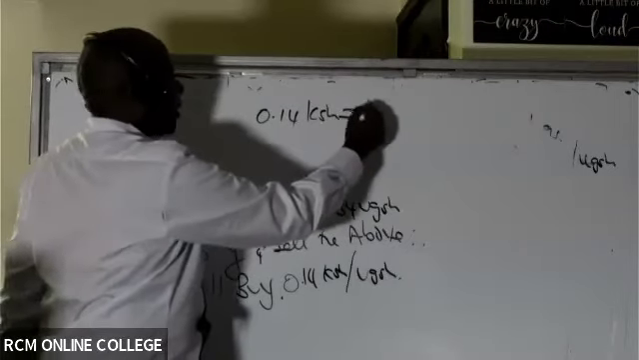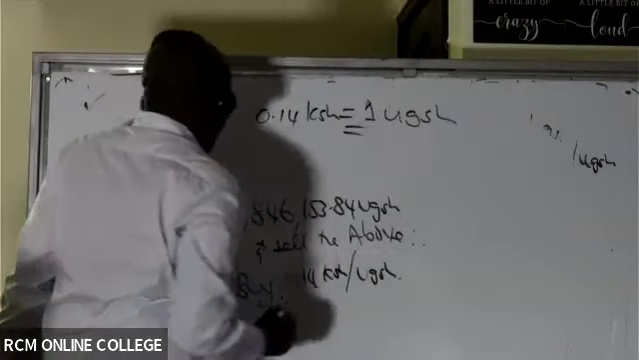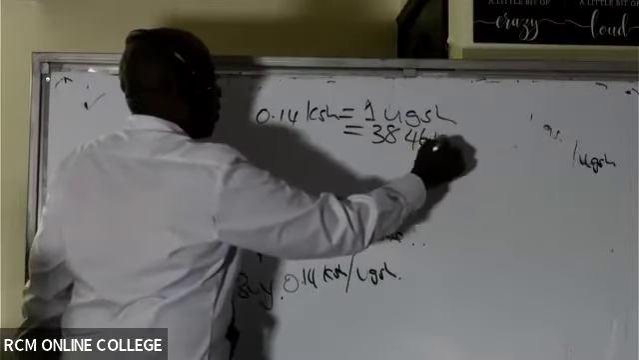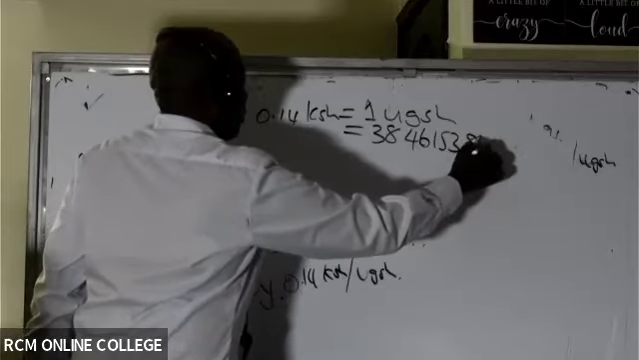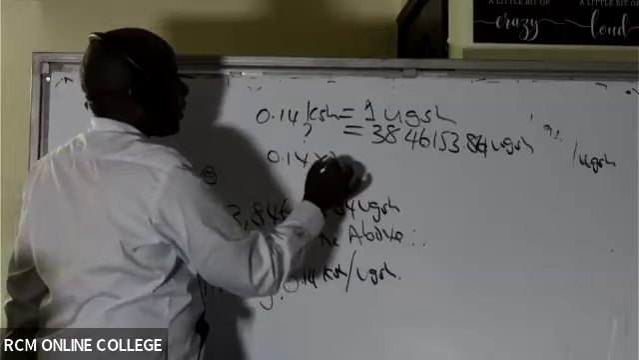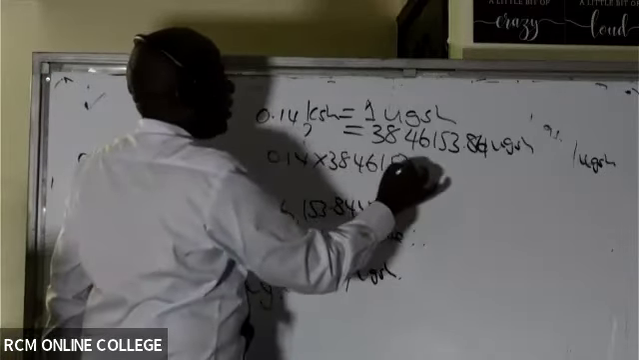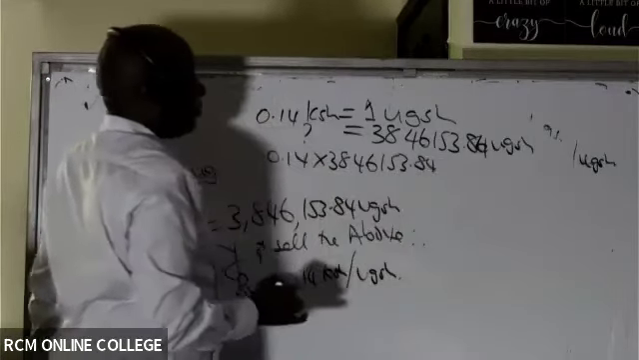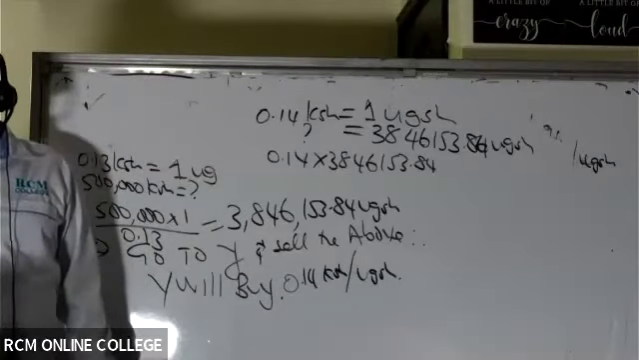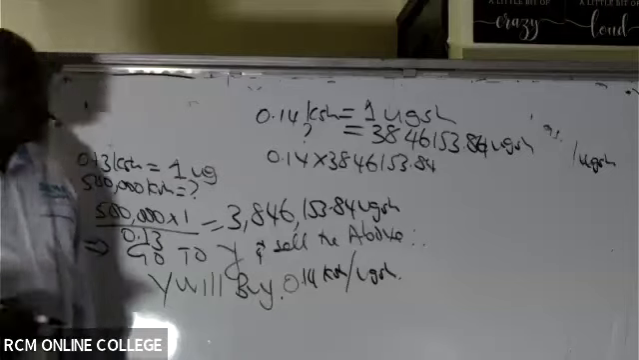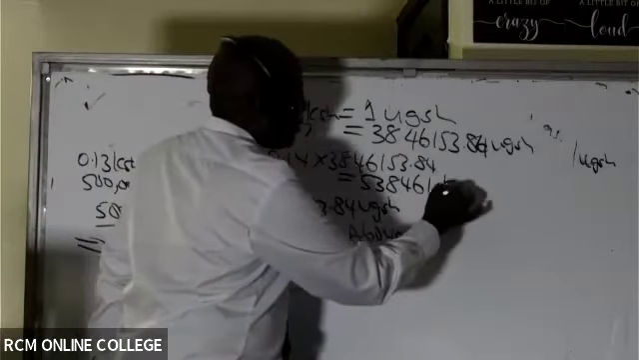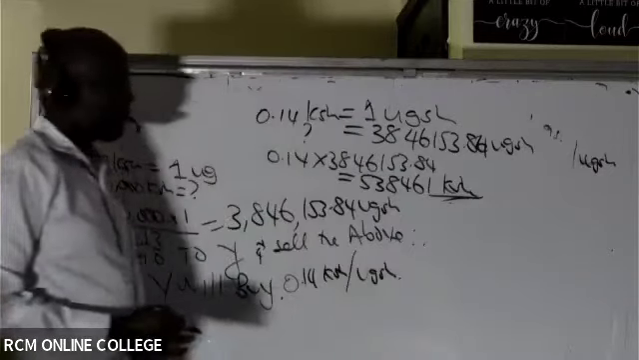So we shall have here 0.14 Kenya shillings equals 1 Uganda shilling. How about this much currency that you have here? 3,846,153.84 Uganda shillings. So it will be 0.14 times 3,846,153.84, which will give me how much, ladies and gentlemen? 538,461. So this gives me 538,461. Now remember, these are Kenya shillings.